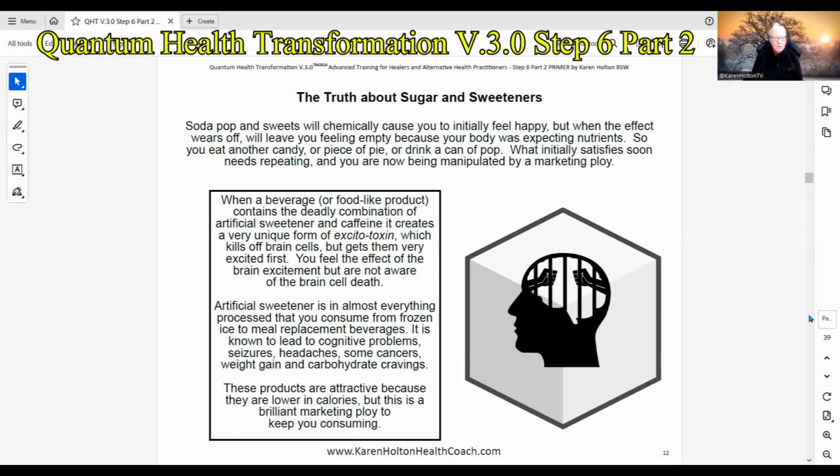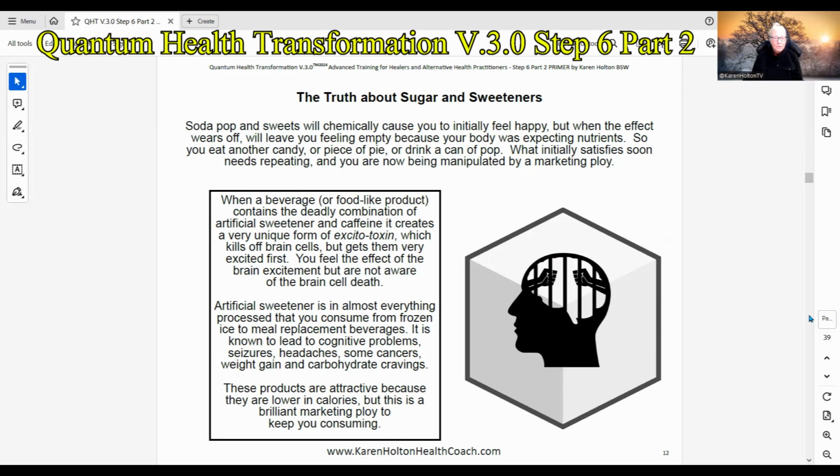Soda pop and sweets will chemically cause you to initially feel happy, but when the effect wears off, will leave you feeling empty because your body was expecting nutrients. So you eat another candy or piece of pie or drink a can of pop. What initially satisfies soon needs repeating, and you are now being manipulated by a marketing ploy.